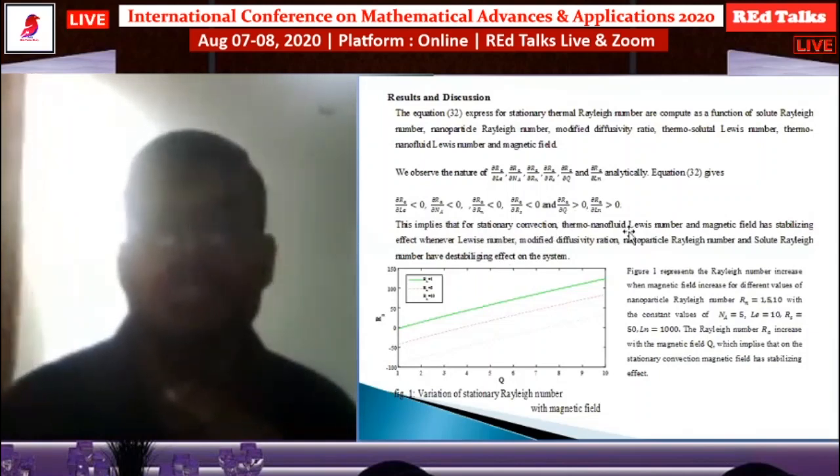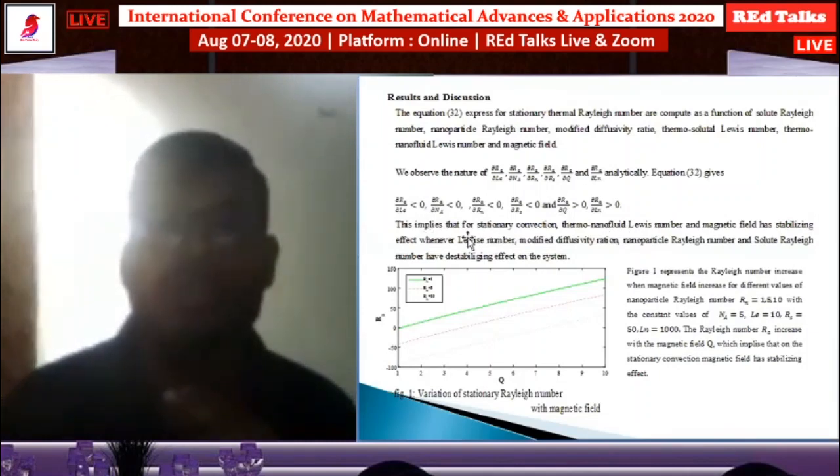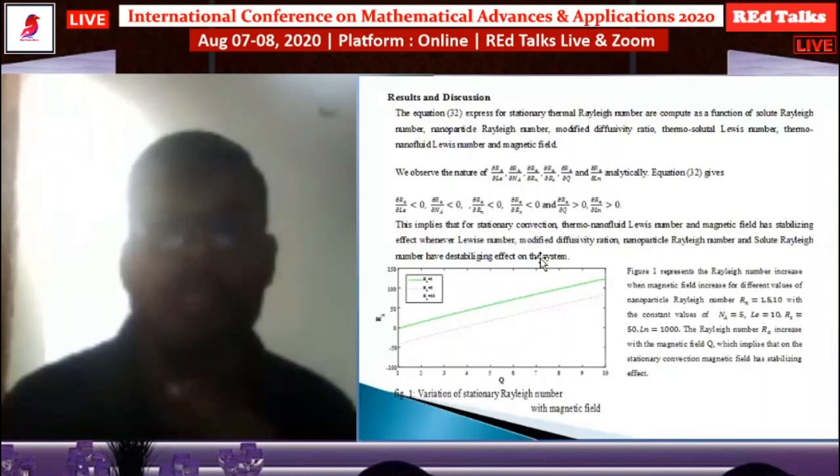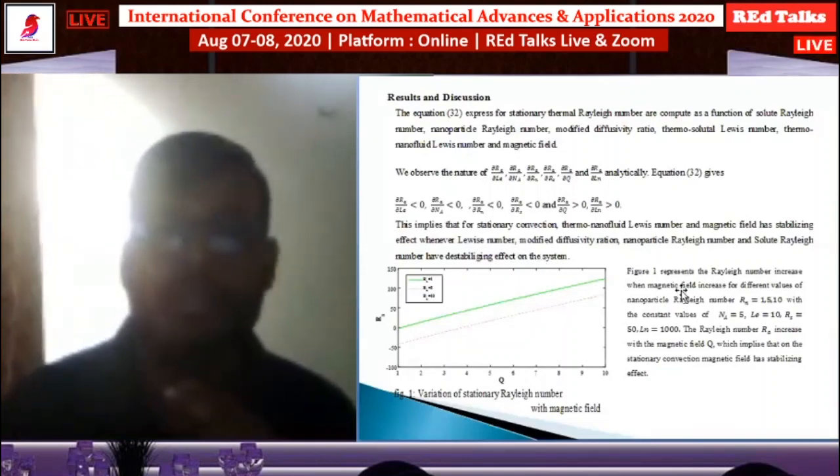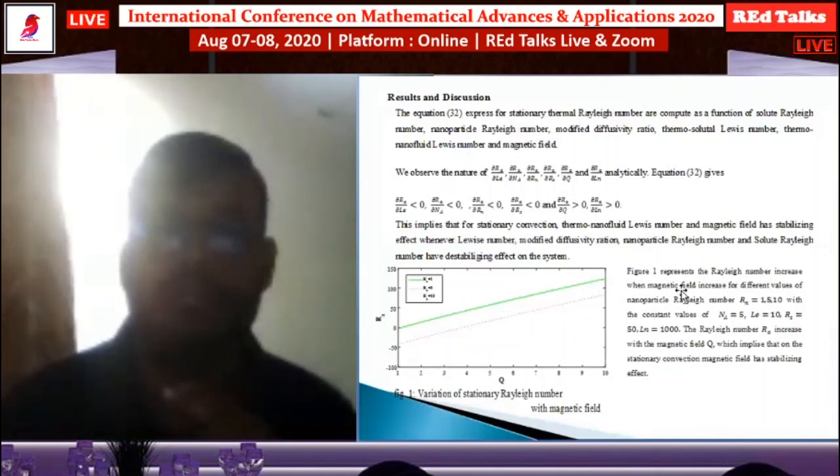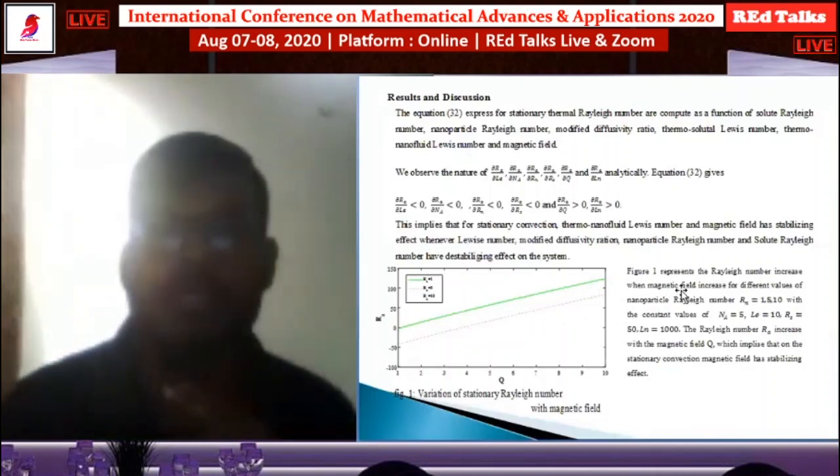This implies that, for stationary convection of the thermosolutal nanofluid, the Lewis number and magnetic field have a stabilizing effect, whereas the modified diffusivity ratio, nanoparticle Rayleigh number and solutal Rayleigh number have a destabilizing effect. Figure 1 represents the Rayleigh number increasing when the magnetic field increases, for different values of nanoparticle Rayleigh number Rn equal to 1, 5, 10, with the constant values Na equal to 5, Le equal to 10, Rs equal to 50, Ln equal to 1000.